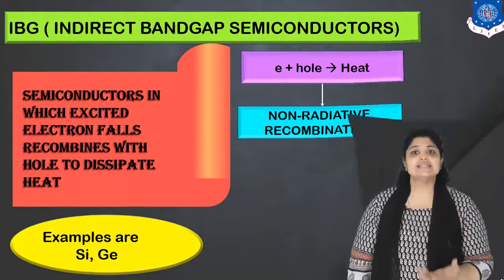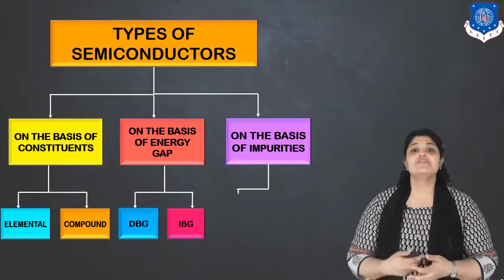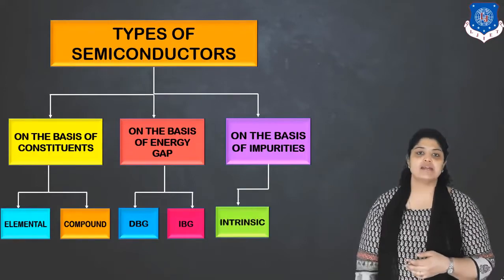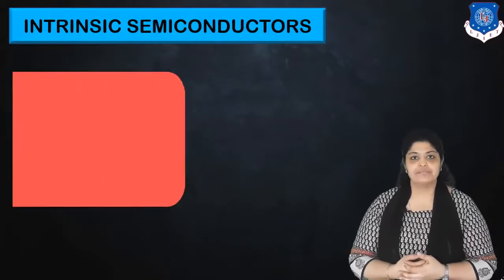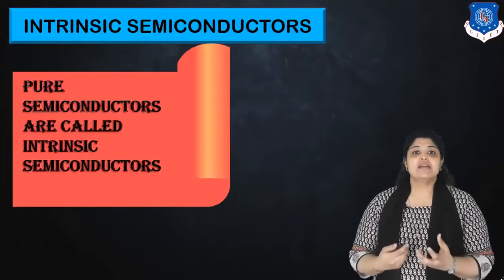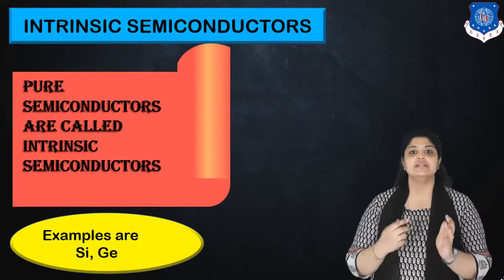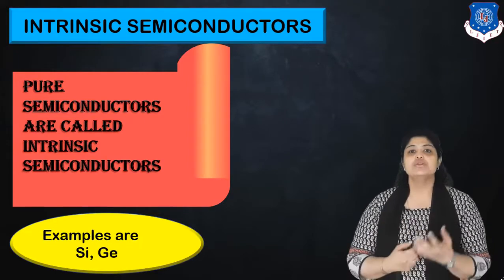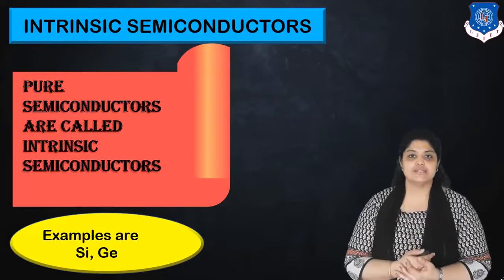Moving on to the next category of semiconductors on the basis of impurities, we have intrinsic semiconductors. Let's see what intrinsic semiconductors are. They are pure semiconductors which have no impurities present, like silicon and germanium. So in short, I can say the purest form of semiconductor is intrinsic.